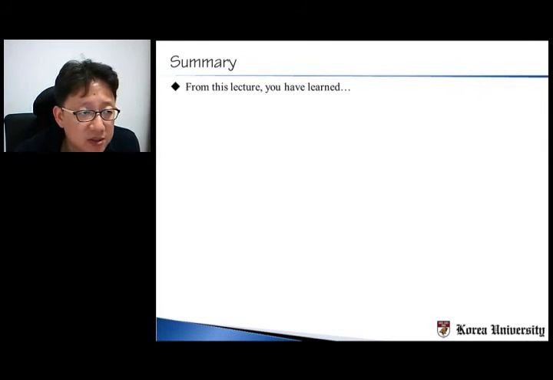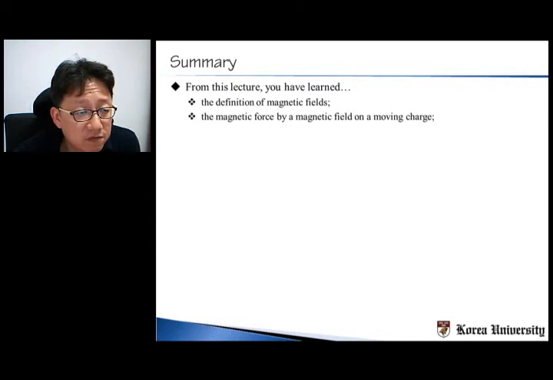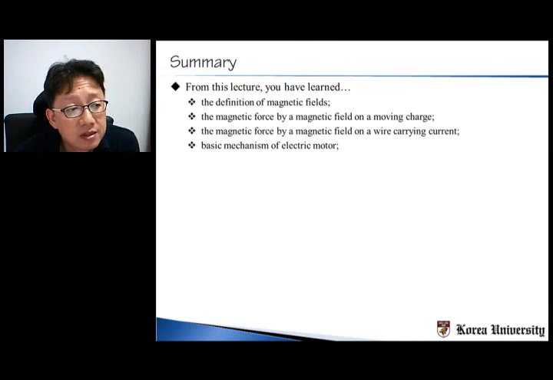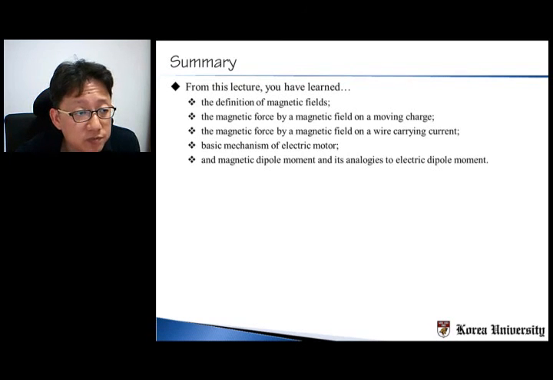Okay, so finally let's make a summary. From this lecture, you have learned the definition of the magnetic field and the magnetic force by a magnetic field on a moving charge. We also learned the magnetic force by a magnetic field on a wire carrying current, and the basic mechanism of an electric motor. And finally, we learned the magnetic dipole moment and its analogies to the electric dipole moment.